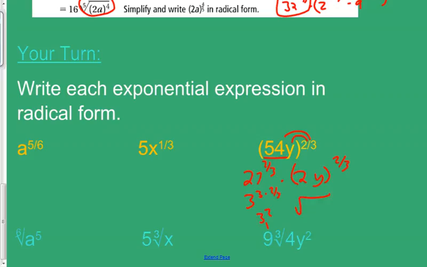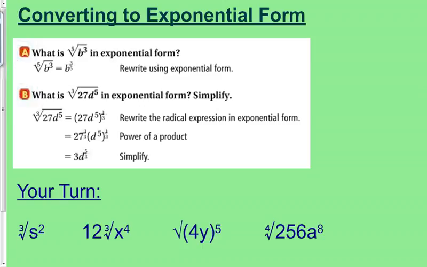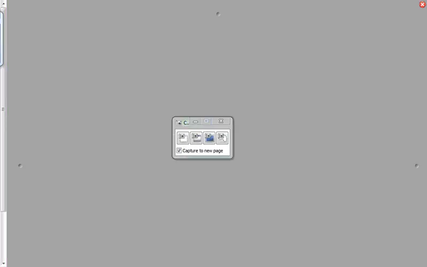the cube root of 2 squared y squared. But 2 squared is 4, so that's where we get that right there. All right? Now, last thing with this, well, just about the last thing, would be converting to exponential form. So a little bit simpler. Taking what we just did and going backwards. So here's an example.